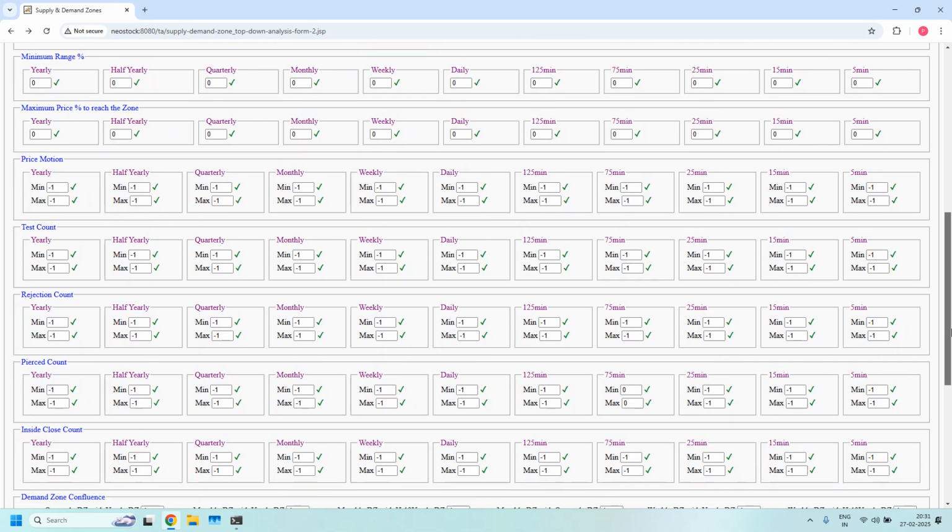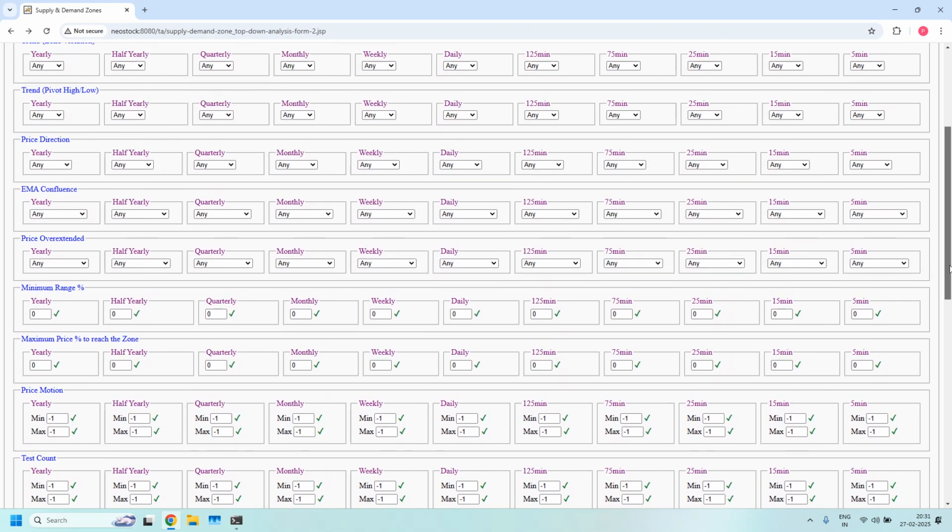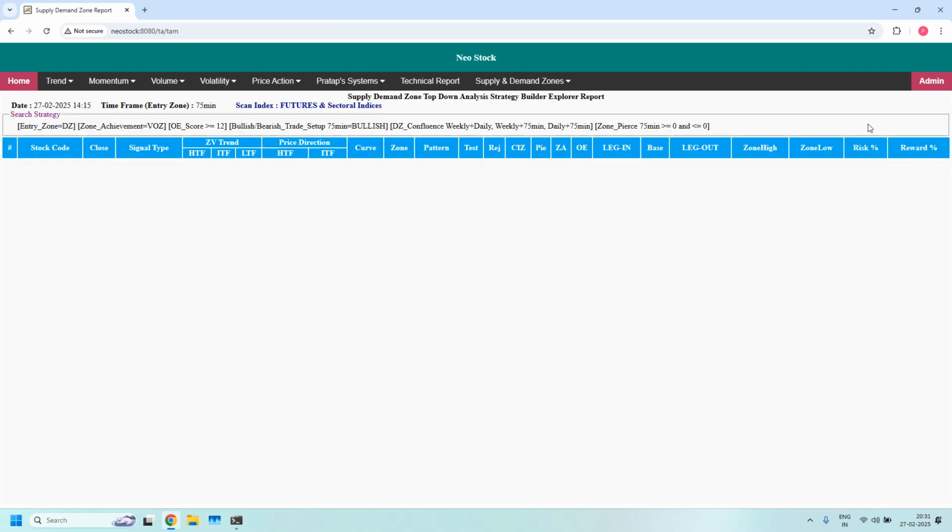First, demand zone confluence, LTF, ITF, HTF zone filters, let us set. First filter is 75 with daily demand zone, already enabled. Second filter, 75 demand zone with weekly demand zone confluence. Third filter, daily demand zone with weekly demand zone confluence. With all the 3 filters enabled, LTF, ITF, HTF demand zone confluence, we did not get any stocks. So none of the stocks are having LTF, ITF, HTF zone confluence.